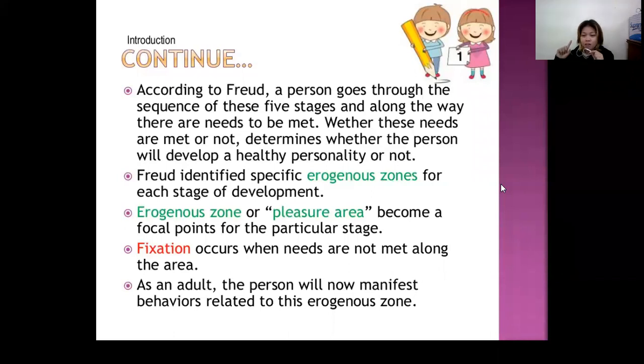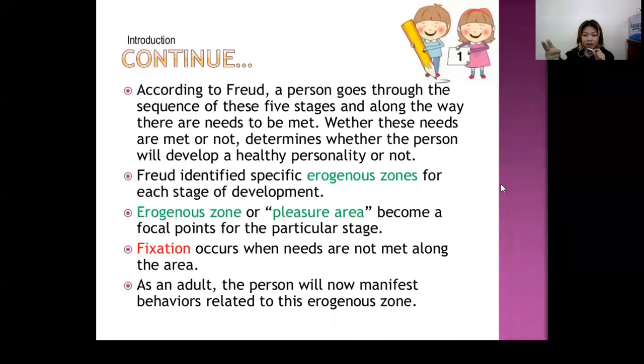Okay, there are instances when these desires or pleasures are not met that is going to significantly affect how we act or how we are in the future when we grow up. Freud identified a specific erogenous zone for each stage of development. So kagaya ng na-mention ko, yung una oral, so meaning mouth, anal, then phallic, latency, and then genitals. So may mga erogenous zones for each stage of development. So erogenous zone or pleasure area becomes a focal point for the particular stage.